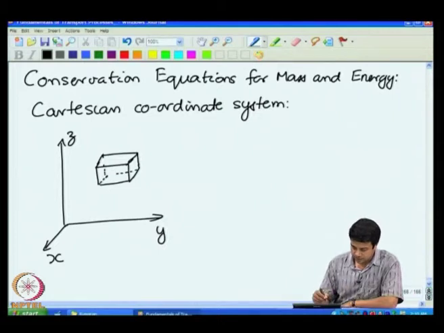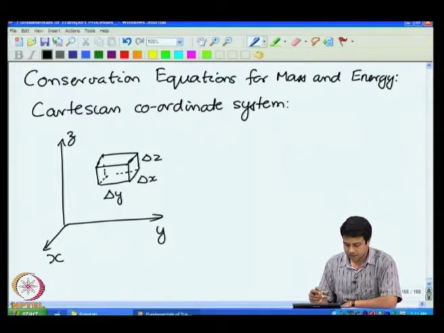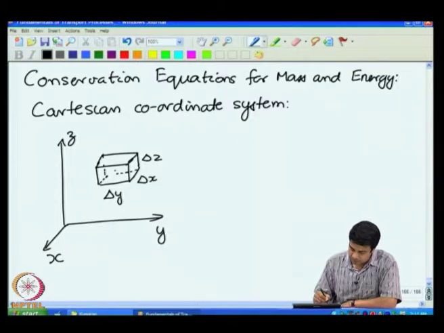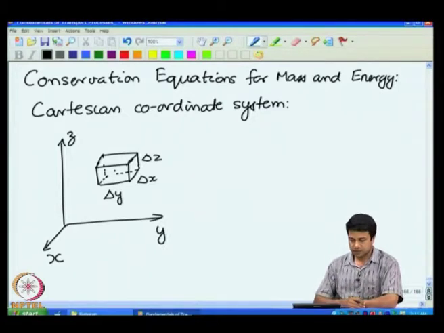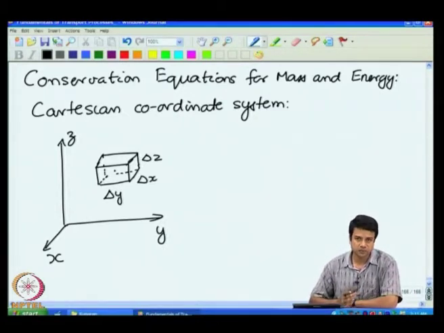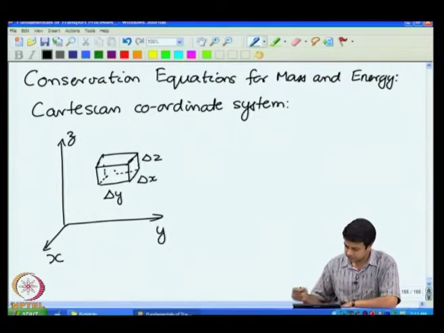And this has width delta x, delta y and delta z. The right and left faces are at constant y, the front and back faces are at constant x, and the top and bottom surfaces are at constant values of z. And I will consider this to be centered at the location x, y and z. Okay. So, that it is bound by surfaces at x plus delta x by 2 and x minus delta x by 2. Similarly, y plus delta y by 2 and y minus delta y by 2, and similarly in the z direction.